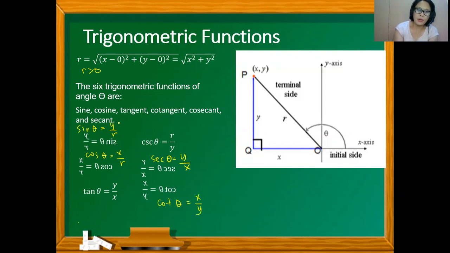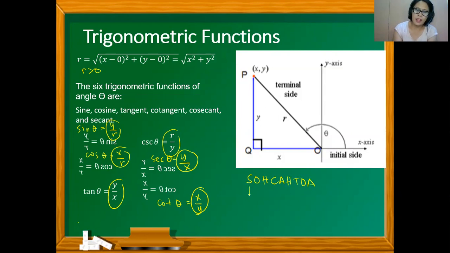The ratio of each trigonometric function can also be derived using the acronym SOHCAHTOA. S stands for sine, C for cosine, and T for tangent.